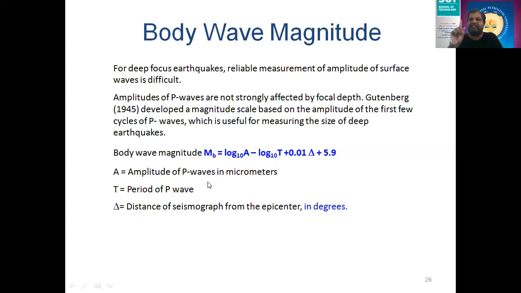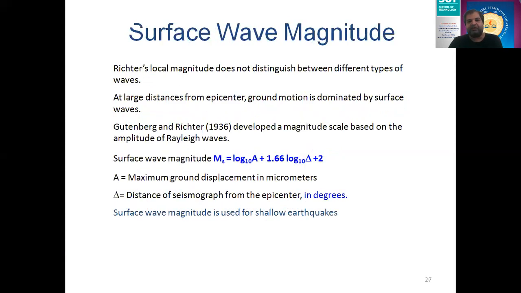where the value of A is nothing but the amplitude of the P wave in micrometers, that is number one. You can easily calculate it from the seismographs or the time history. T is the period of the P wave, so you can find out exactly the period or the duration of the P wave, right? That you can also find out from the history. And third is the distance of the seismograph from the epicenter, and that is in degrees that you need to put in. So once you put these values in, you will get the value of MB.